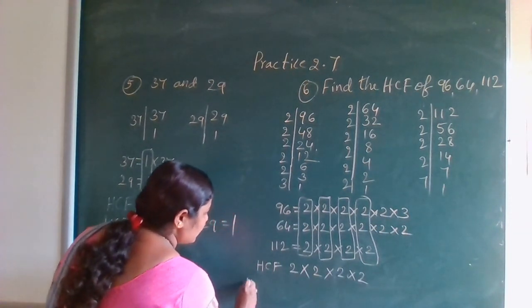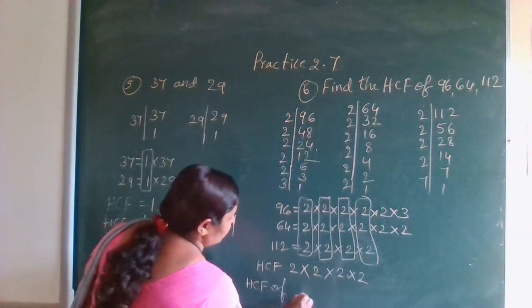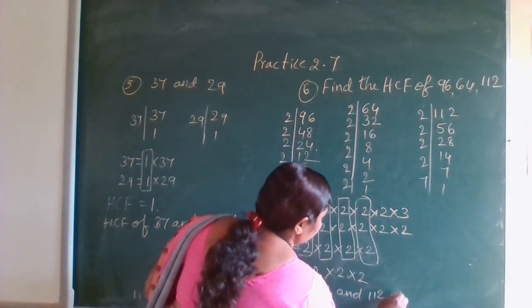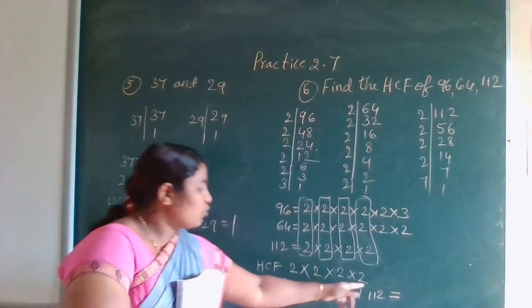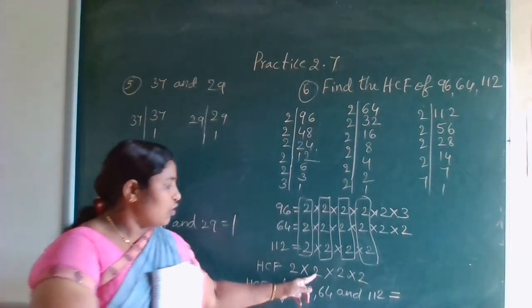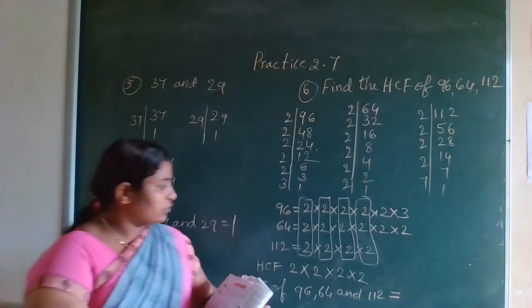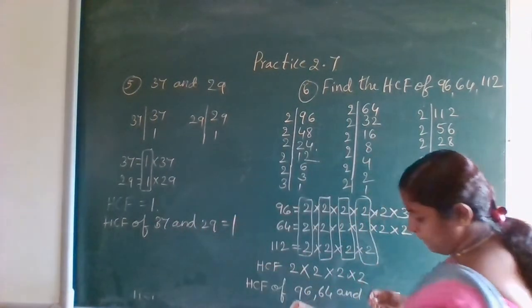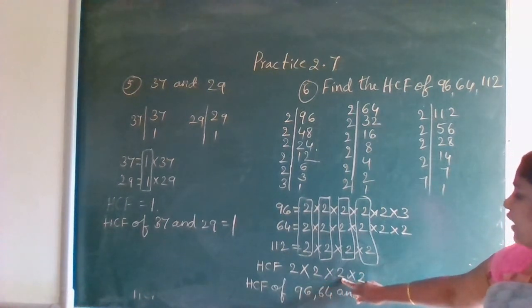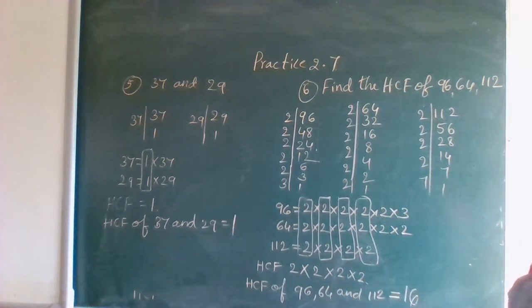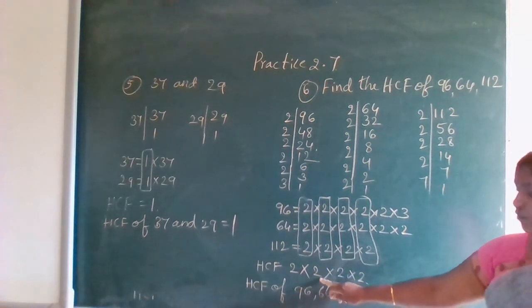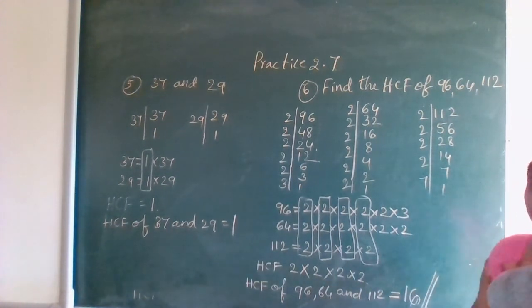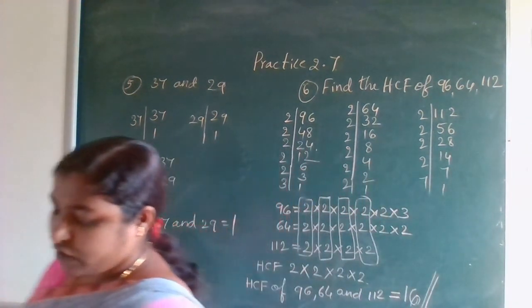Now HCF of 96, 64 and 112 is equal to, you have to multiply this. 2 2s are 4, 4 2s are 8, 8 2s are 16. Got it? 2 2s are 4, 4 2s are 8, 8 2s are 16. So the answer is 16. So I completed 2.7.